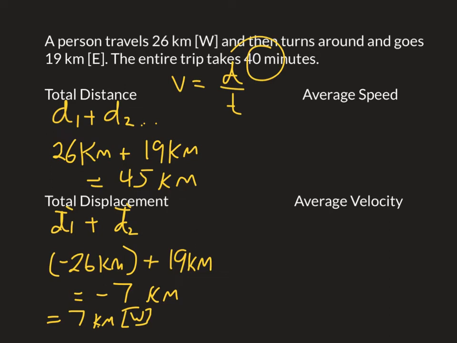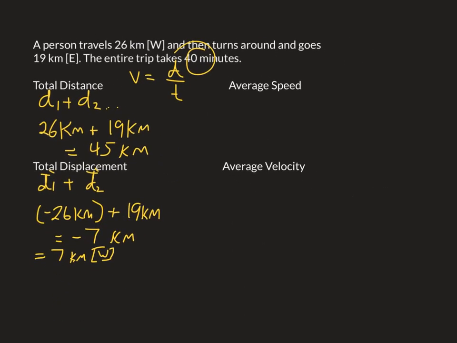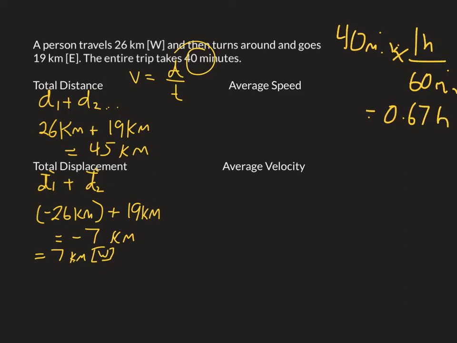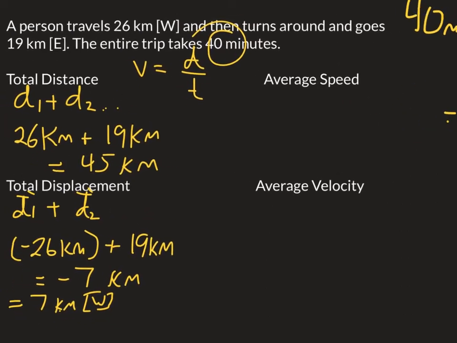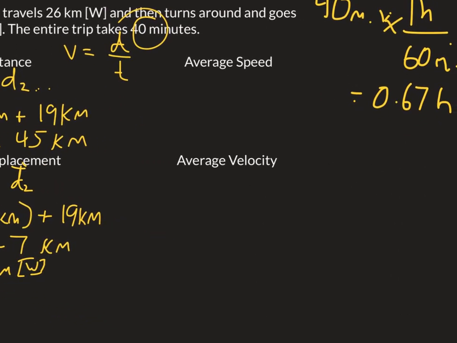You can easily do that in your calculator. You go 40 minutes times 1 hour over 60 minutes. Basically going 40 times 1 divided by 60. When I do that, my time effectively becomes 0.67 hours. Okay, so 0.67 hours is our time.